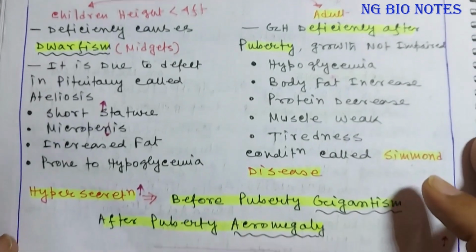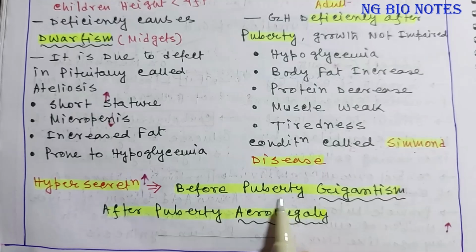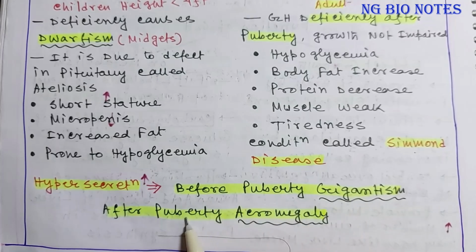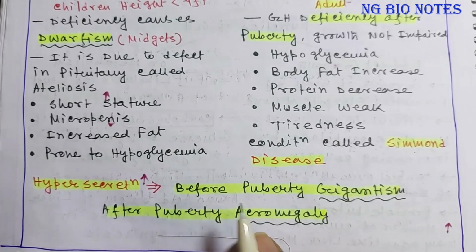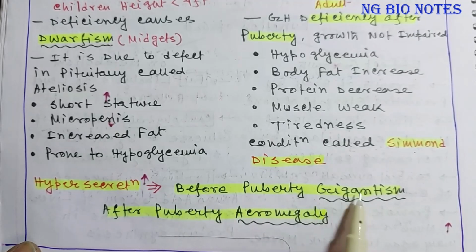Now hypersecretion. Hypersecretion means more secretion. Before puberty, hypersecretion causes gigantism. After puberty, when growth hormone is secreted in huge amounts, it causes a particular disease known as acromegaly. Now we study the characteristic features of gigantism and acromegaly.